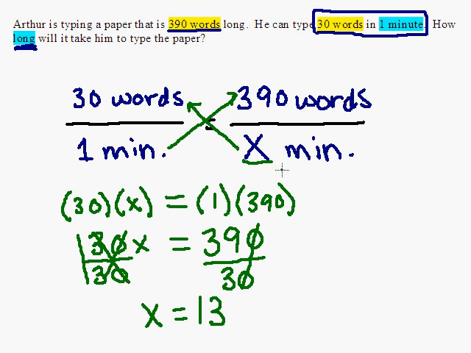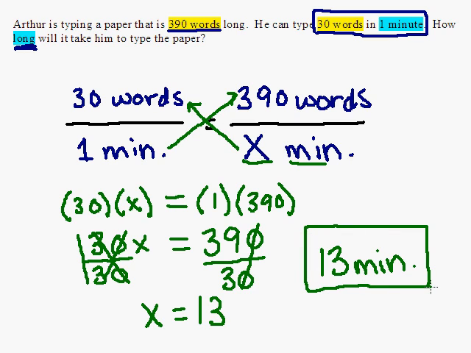But I know that x is minutes, so my final answer would be 13 minutes. So Arthur can write a 390 word paper in 13 minutes. So the key is, when you set up your proportion, to always have your labels across from each other. Minutes and minutes, words and words.